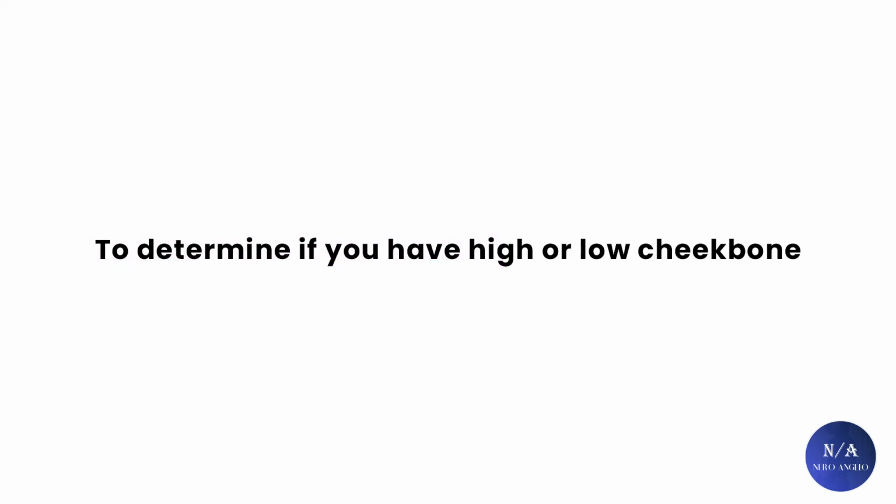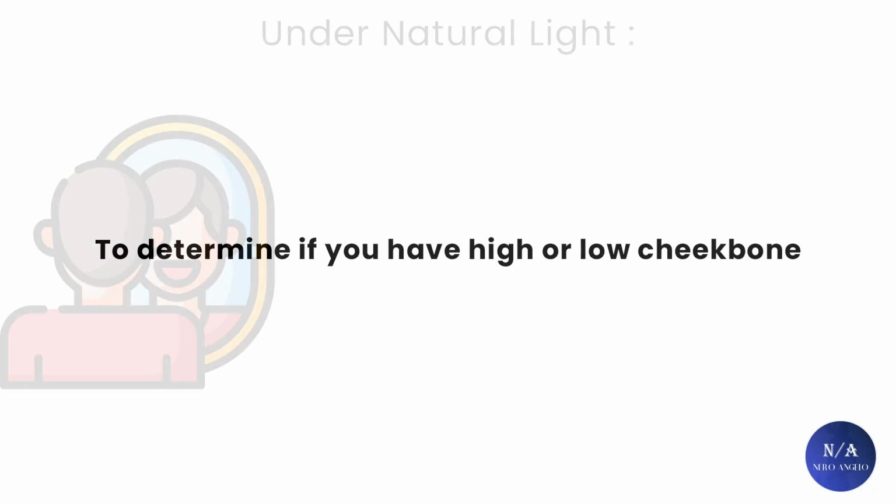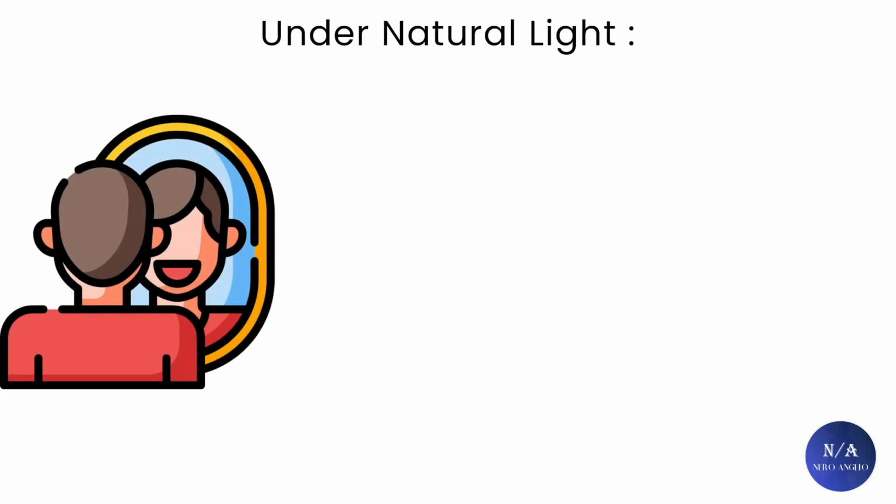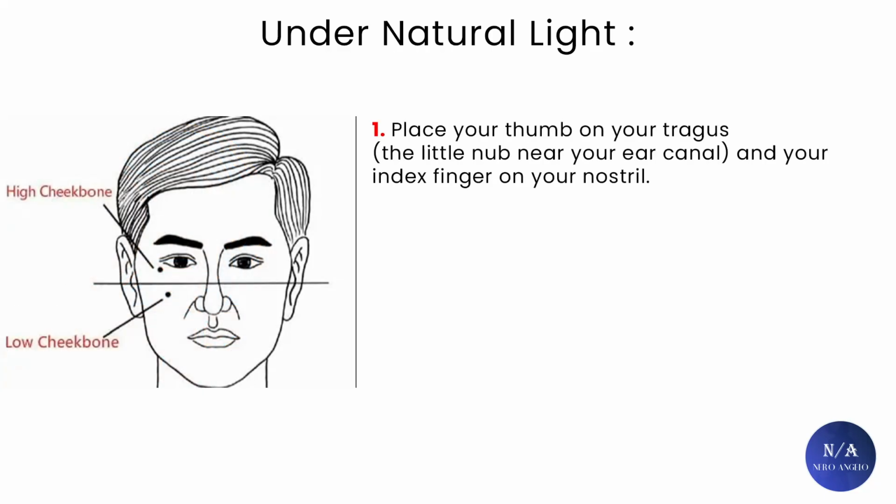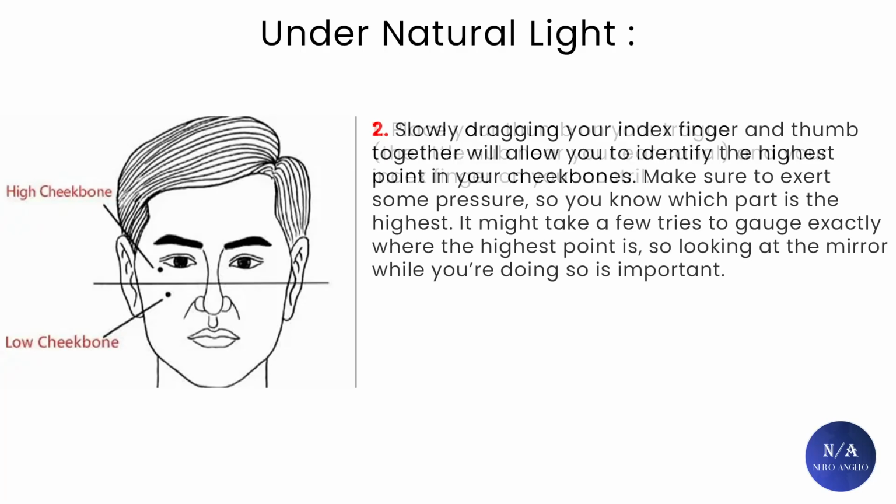To determine if you have high or low cheekbones, you have to look at your face under natural lighting. Harsh lighting such as fluorescent lights can drastically change your appearance, and the shadows on your face will make it difficult to tell. Start by looking at yourself in the mirror in a frontal view. Place your thumb on your tragus, the little knob near your ear canal, and your index finger on your nostril. Slowly dragging your index finger and thumb together will allow you to identify the highest point in your cheekbones. Make sure to exert some pressure so you know which part is the highest. It may take a few tries to gauge exactly where the highest point is, so looking at the mirror while you're doing so is important.